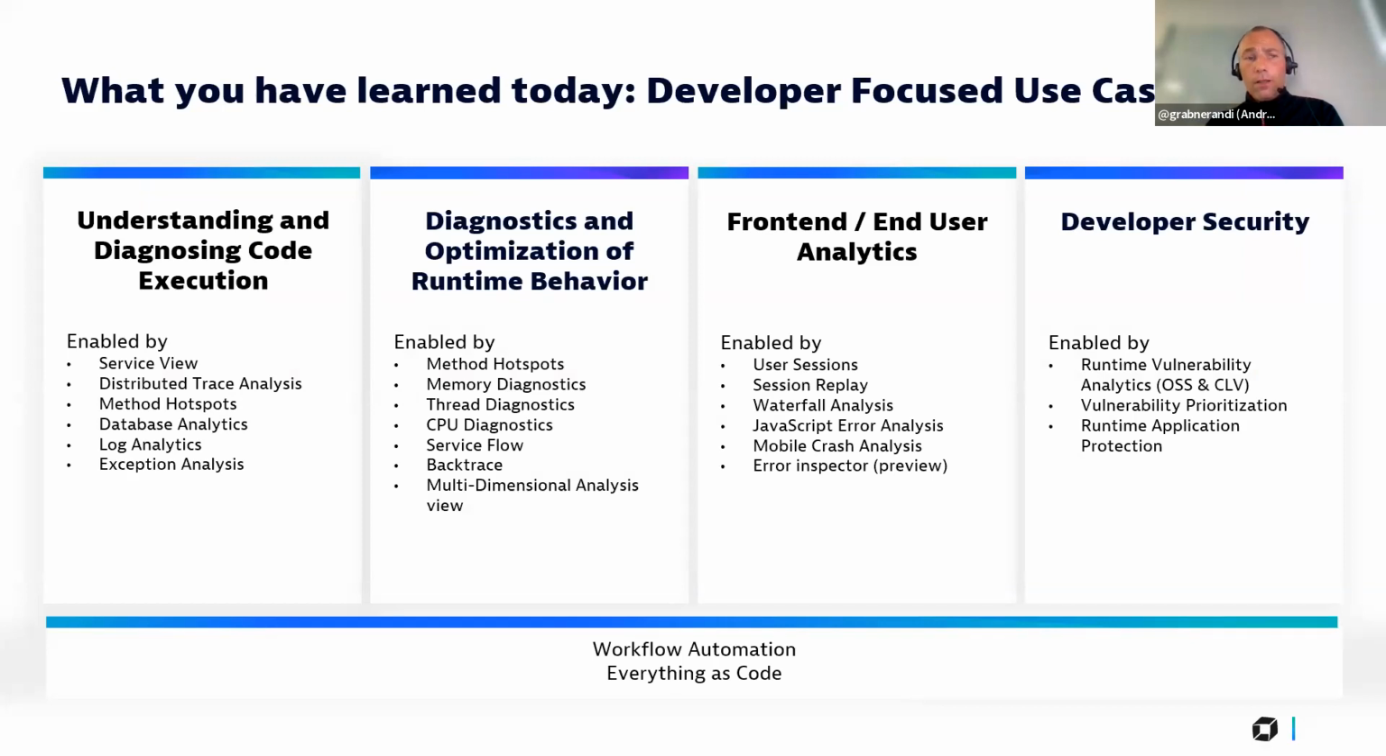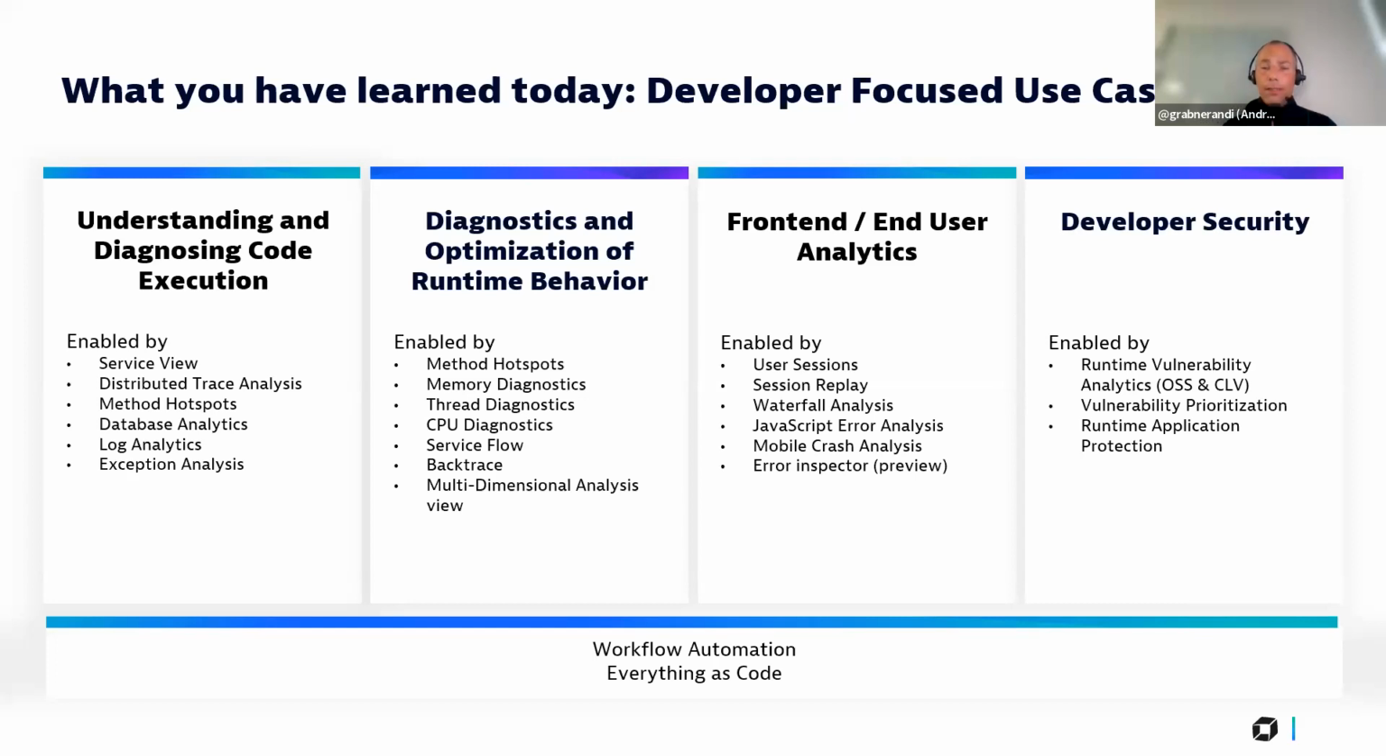We started with understanding, first of all, how you get data into Dynatrace. Remember, OpenTelemetry logs, either directly from OpenTelemetry or also through the OneAgent. We then looked at a handful of diagnostic use cases, how to analyze your traces, how to find database hotspots. We also looked at Frontend, and we also looked at security. And on the bottom, it says workflow automation, everything is code.